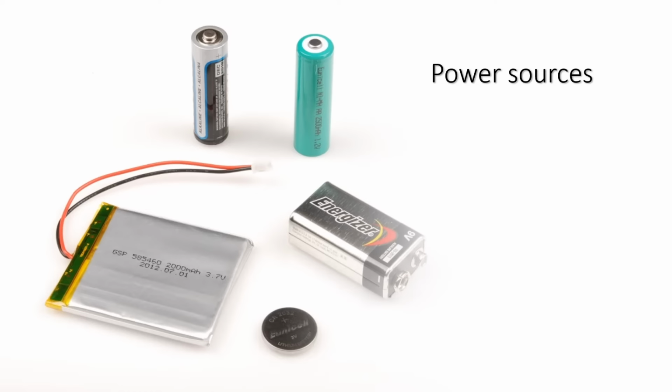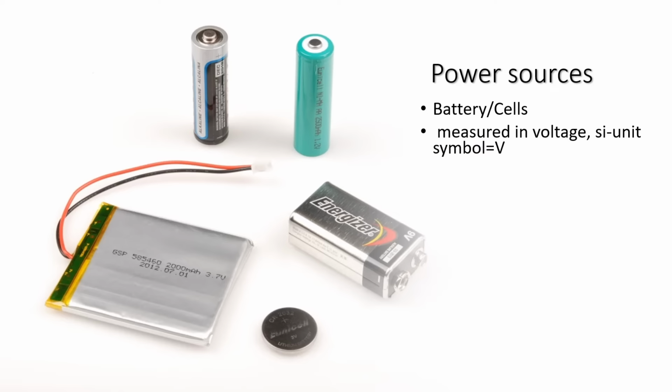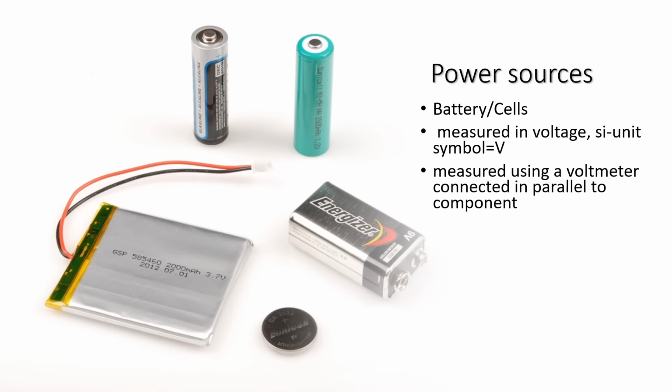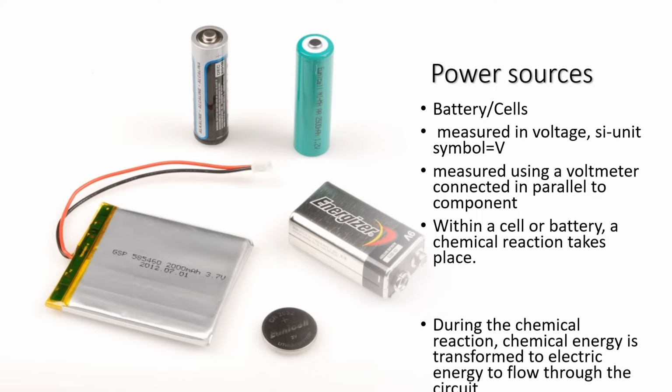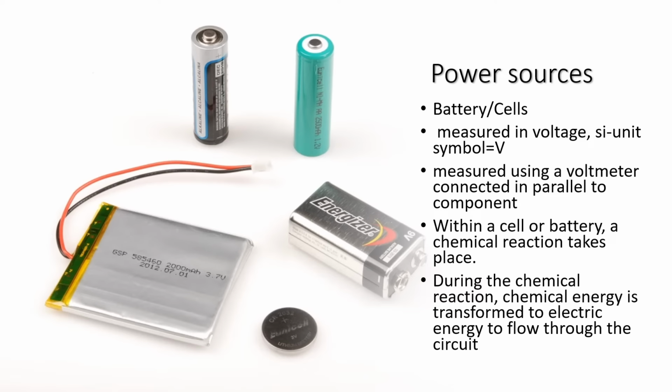To carry on with some revision, let's go over power sources. Previously, we've discussed that batteries and cells are the main power sources that we use in a circuit. It is measured in voltage, and the unit symbol that we use is a capital V. We measure voltage using a voltmeter, but what is important is that it's connected in parallel to the component. And some revision with regards to cells. Within a cell or battery, a chemical reaction will take place, and during that reaction, the chemical energy is transformed into electric energy to flow through the circuit.